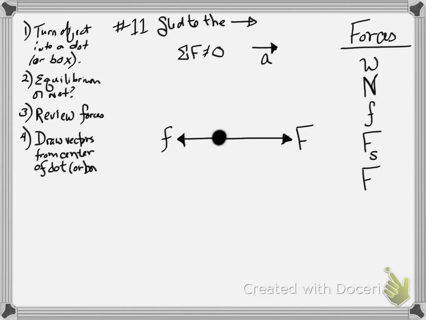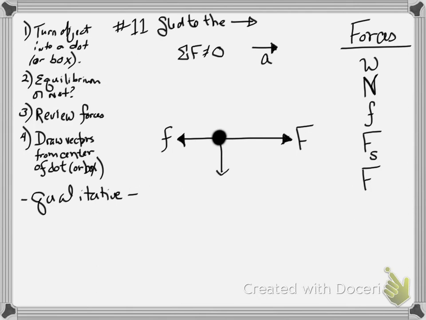That's what it means by qualitatively. You draw vectors from the center of the dot, or box. You want to draw them qualitatively. It's a qualitative thing, basically meaning you don't have to use numbers, but we should be able to tell if it's greater than or less than or equal. Okay, so there's those two.